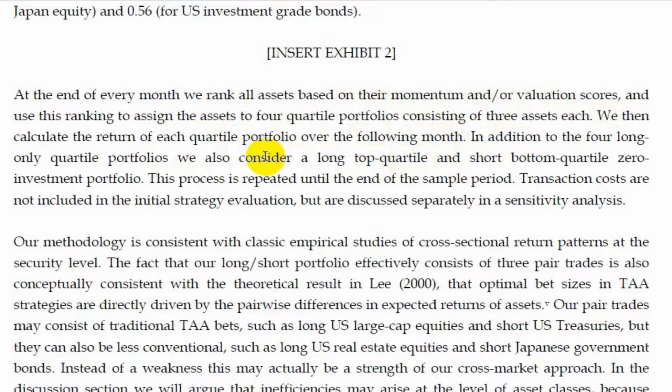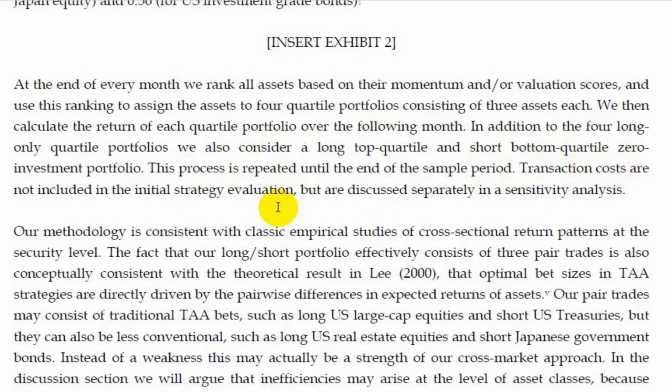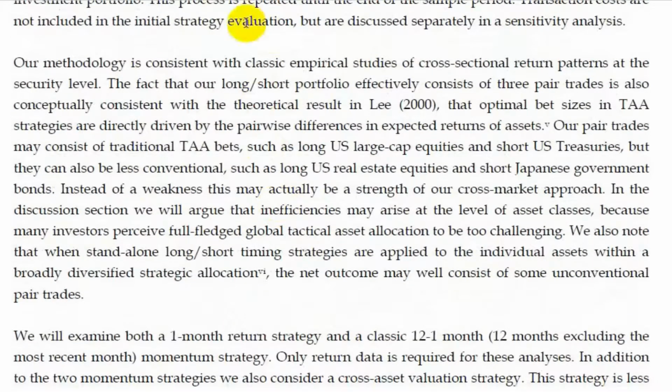And it looks like they're also going to calculate the returns of a winner minus loser portfolio. For instance, the top quartile minus the bottom quartile if they went long the top and short the bottom. And that process is repeated till the end of the sample period. And it looks like later on they will discuss transaction costs related to this. And they want to explain here that the process they're using to build these portfolios is in line with some prior studies as well.